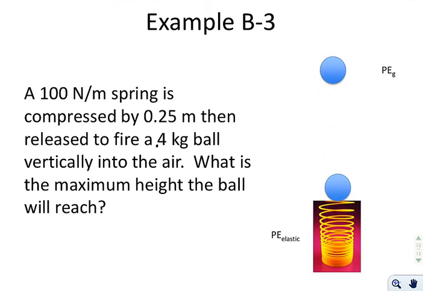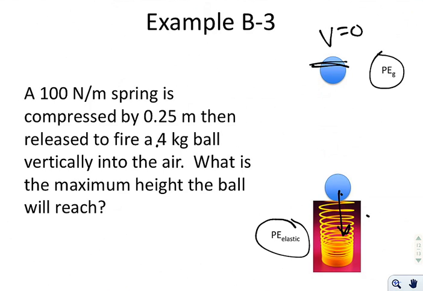The last example we have says a 100 Newton per meter spring is compressed by 0.25 meters, then released to fire a 0.4 kilogram ball vertically into the air. What is the maximum height the ball will reach? So we have 2 different types of energy here. You have the elastic energy and you have the gravitational potential energy. So what I want to do is say that those 2 things are equal to each other. And the reason why I can do that is at the maximum height, velocity is 0. When the ball is pressed down on the spring, the velocity is 0. So even though there's kinetic energy in between the 2, the kinetic energy is not relevant for the 2 points that I'm actually looking at.